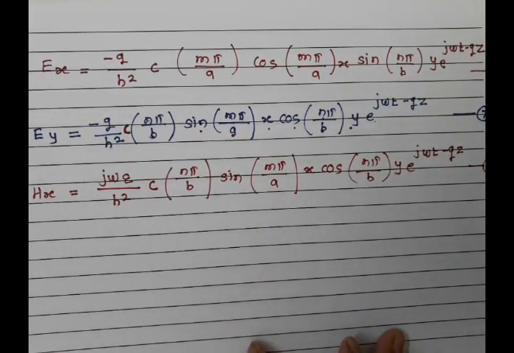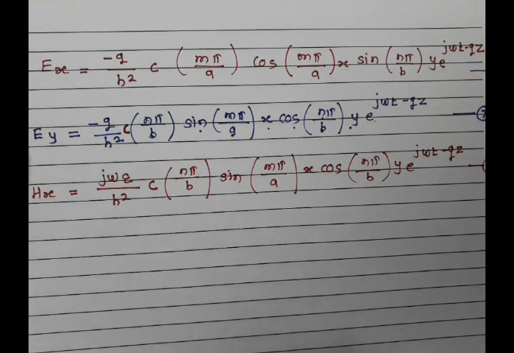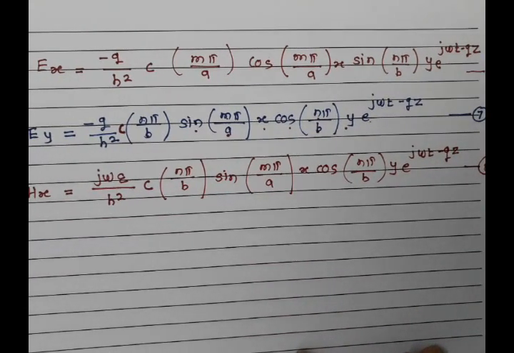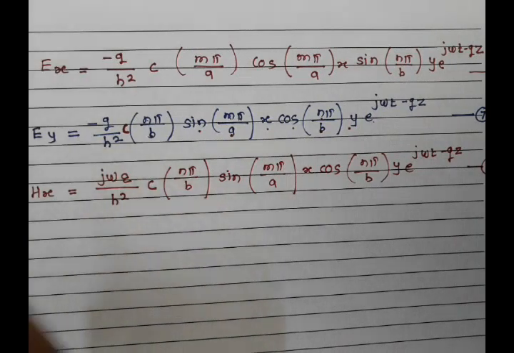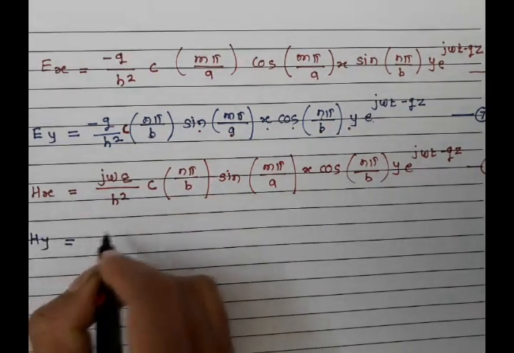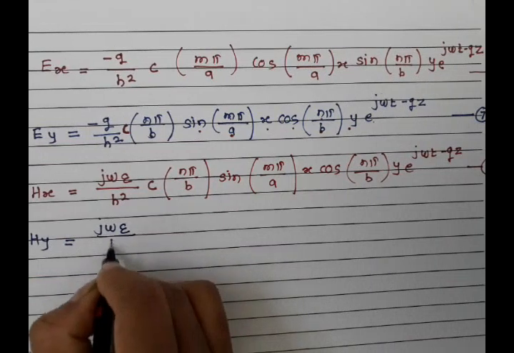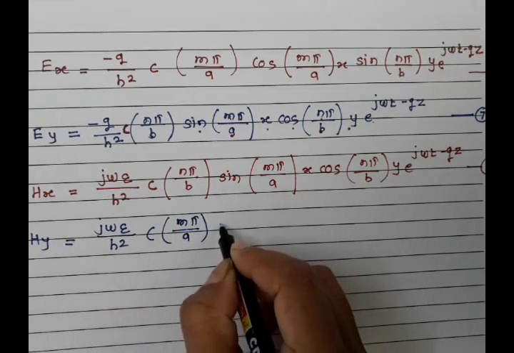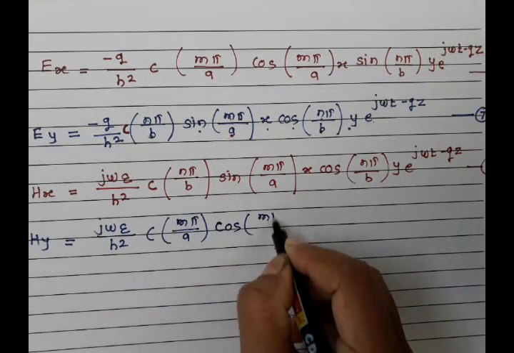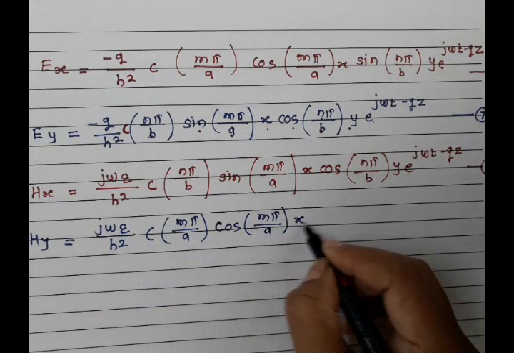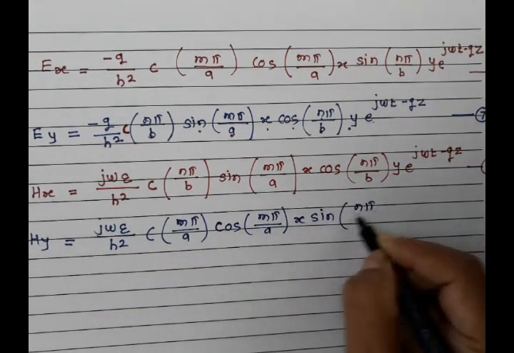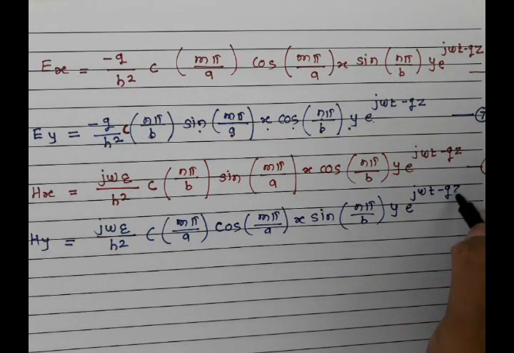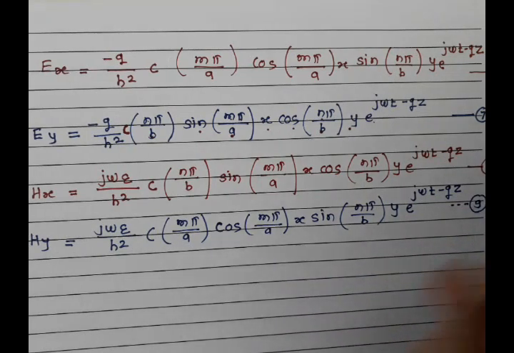So we have got our Ex component, Ey component, and the Hx component. Now only one is left, that is the Hy component. So let us say Hy component is equal to j omega epsilon by h square c, m pi by a, cos m pi by a x, sine n pi by b y, e raised to j omega t minus gamma z. Let us denote this equation with equation number 9.